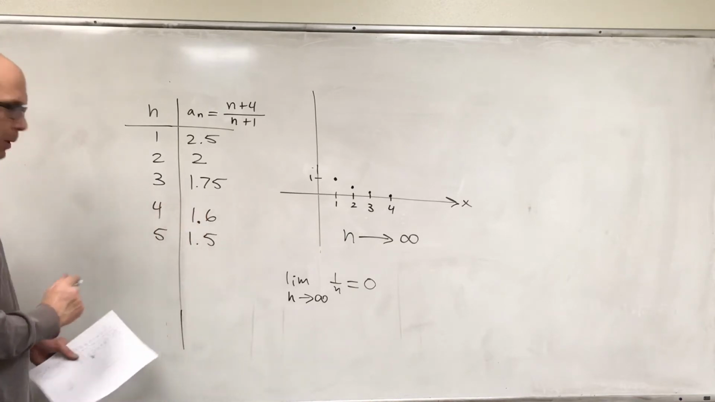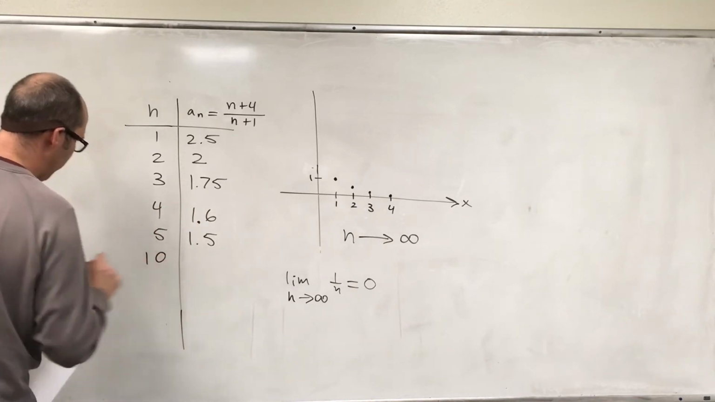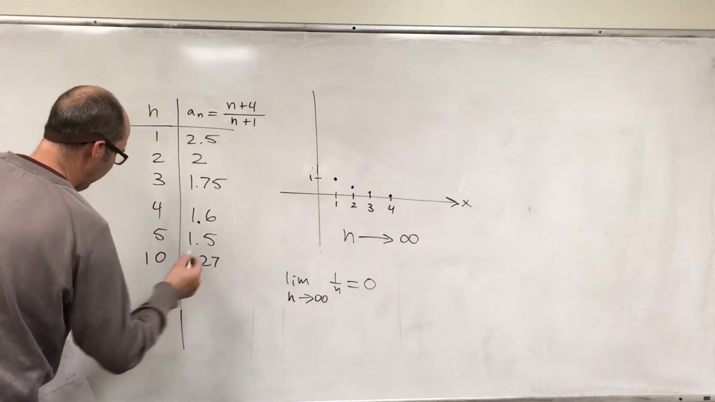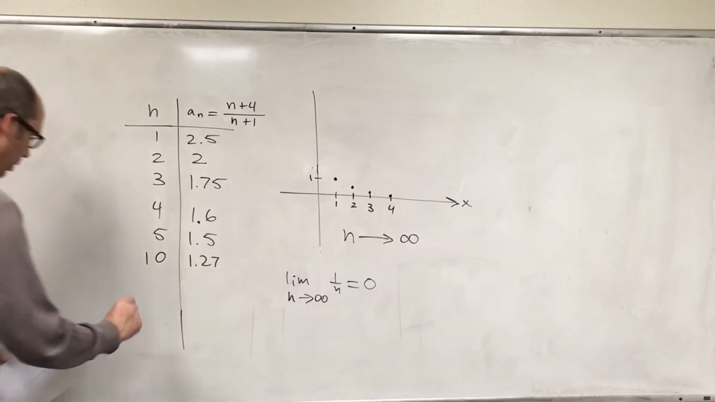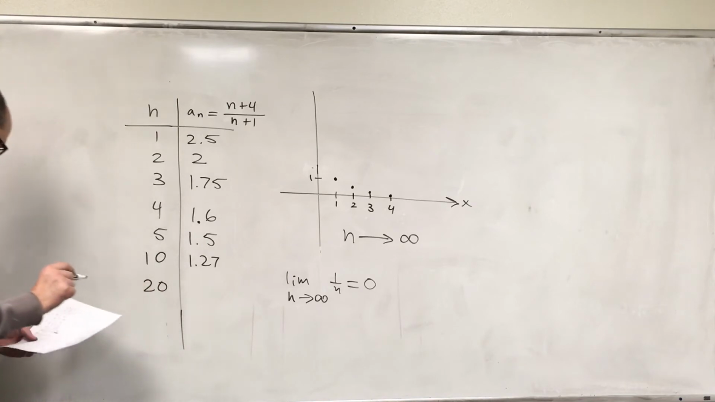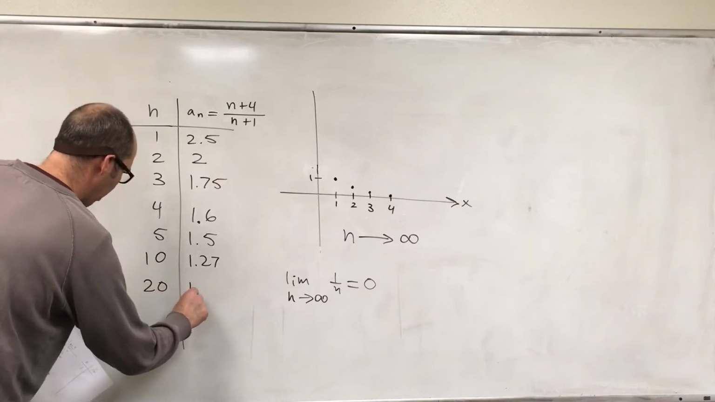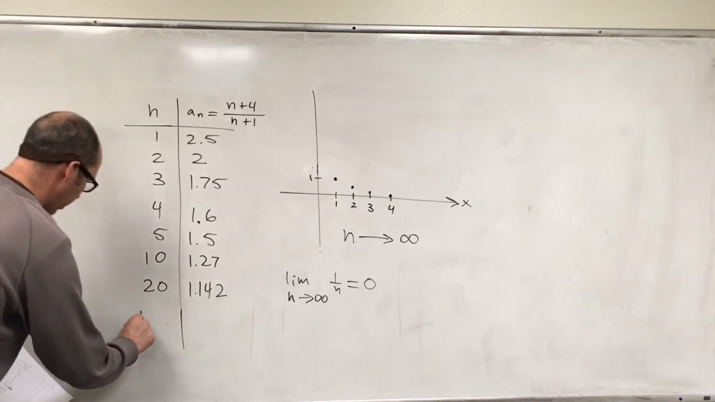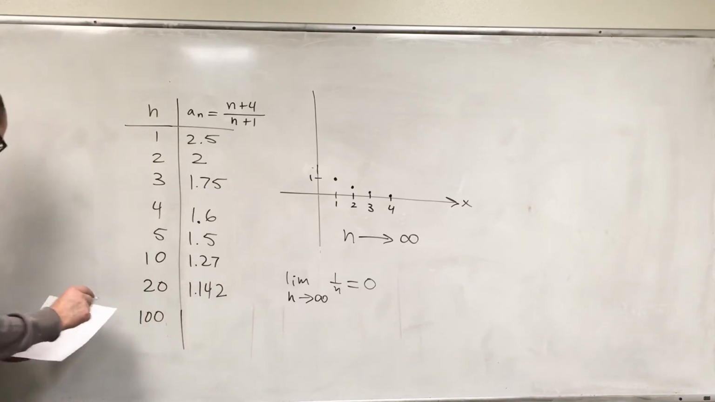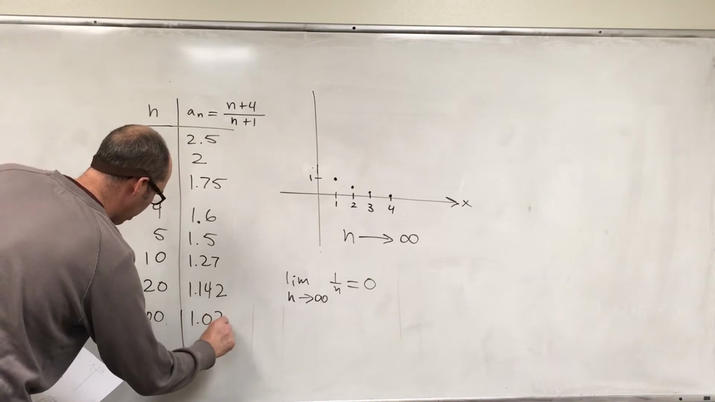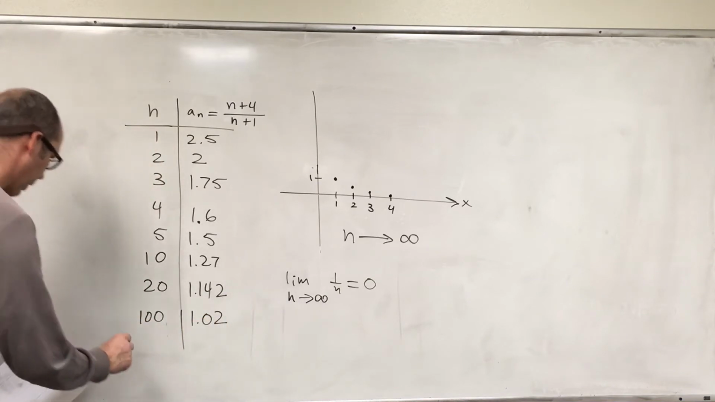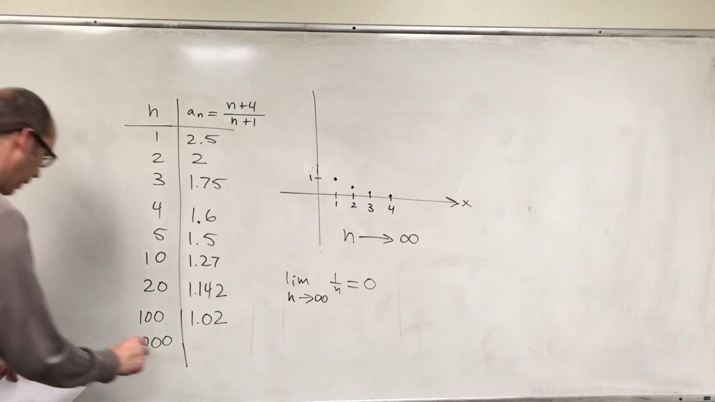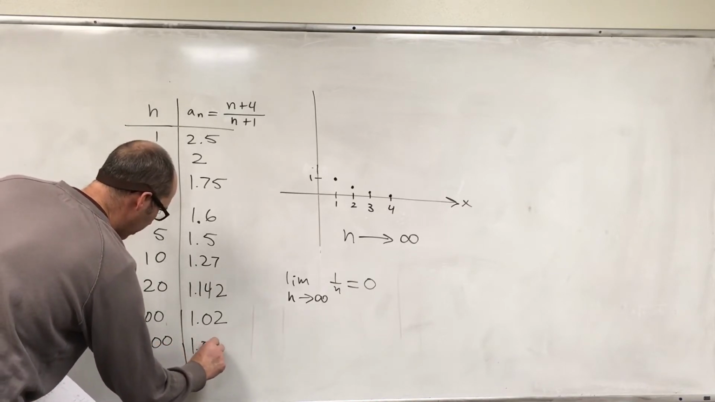All right, let's pick up the pace here. I'm going to jump to 10. At 10, we got 1.27. Let's jump to 20. At 20, 1.142. At 100, 1.02. And at 1,000, we're at 1.003.